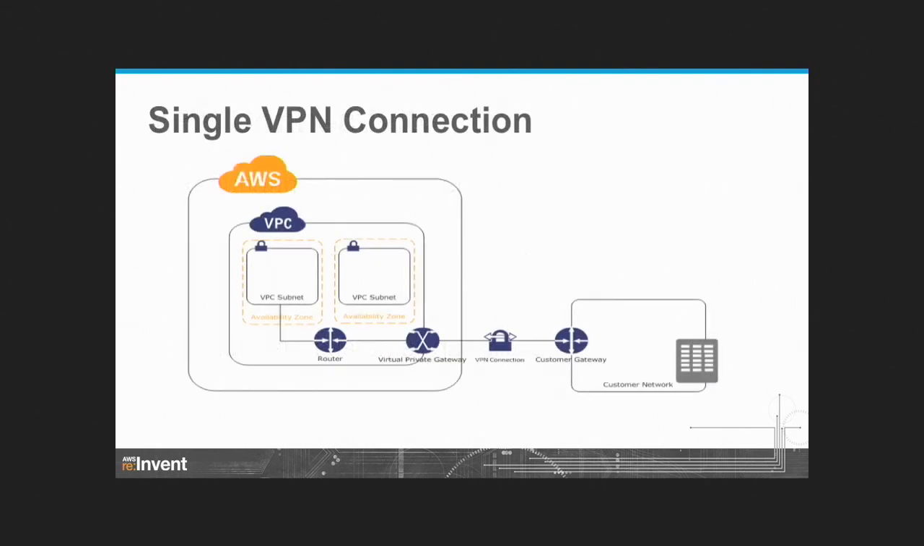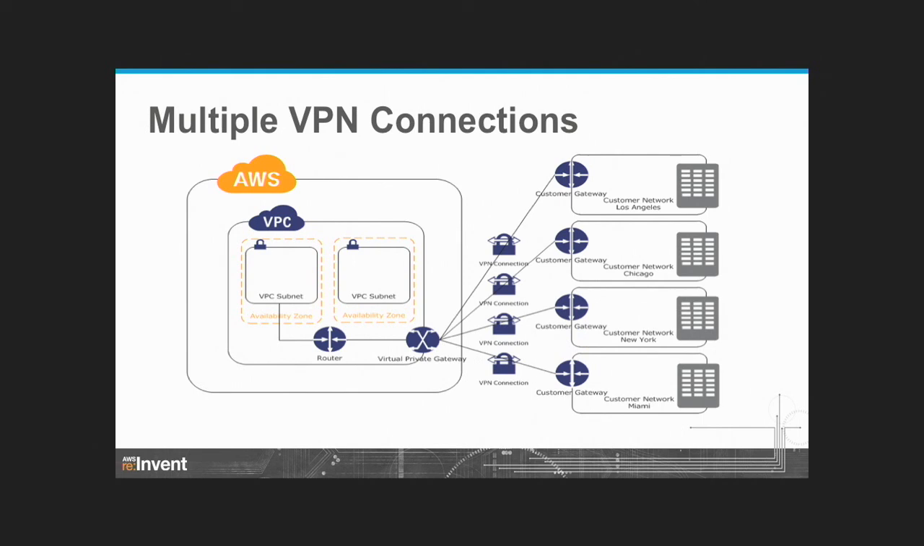So a single VPN connection communicates with multiple data centers in multiple availability zones. You've got this virtual data center running in multiple AZs, and one VPN connection can talk to both availability zones in this particular diagram, or all three if there were three. You can also do multiple VPN connections.